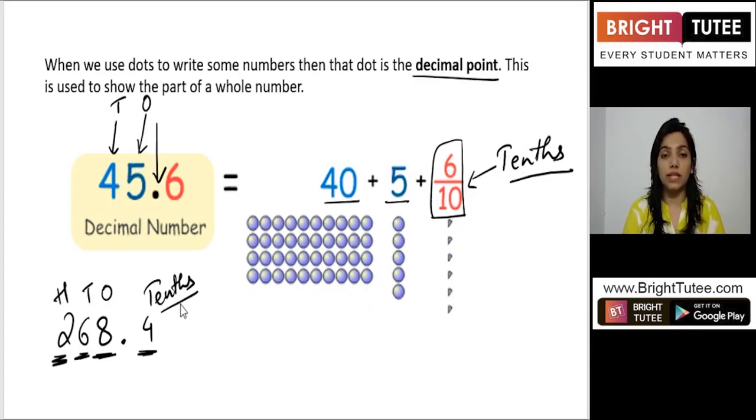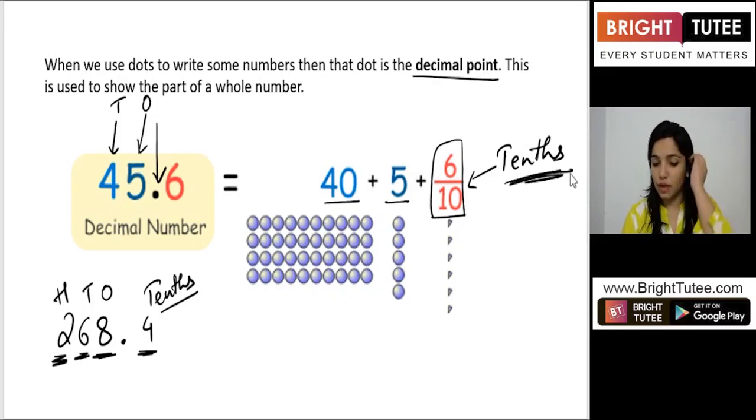If I divide a whole into 10 equal parts and 4 are selected, we write it as 4 over 10 or 4 tenths. Here in the number 45.6 is given, so it is 6 tenths. Is that clear? How do we read it? 6 tenths, with a TH at the end.